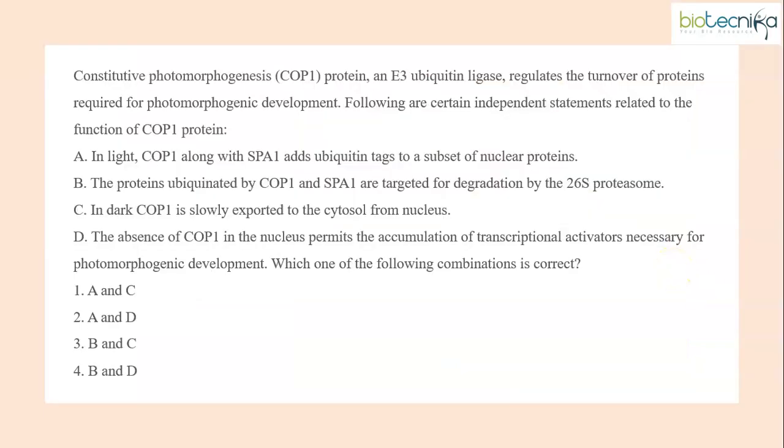Moving on to the last question. COP1 protein, an E3 ubiquitin ligase, regulates the turnover of proteins required for photomorphogenic development. Following are certain independent statements related to the function of COP1 protein. In the light, COP1 along with SPA1 adds ubiquitin tags to a subset of nuclear proteins. Proteins that are being ubiquitinated by COP1 and SPA1 can be targeted for degradation by the 26S proteasome.